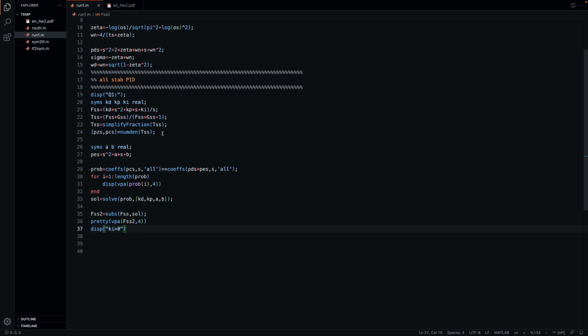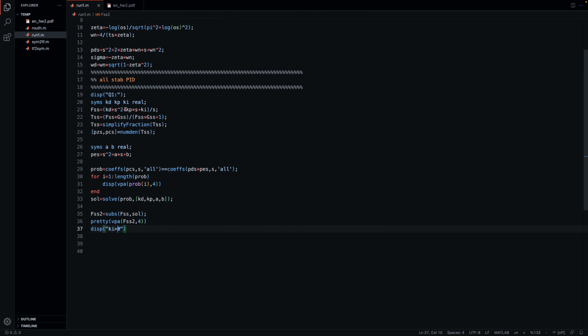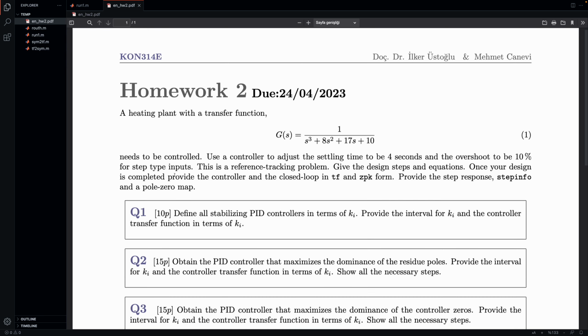So all our stabilizing PID controllers, if we use this expression here with Ki positive, will have sigma plus minus j omega d as a set of roots, a subset of roots, basically. And there will also be other poles and zeros, but at least the poles will be on the left half plane. And that's basically it. So this is the first part here.